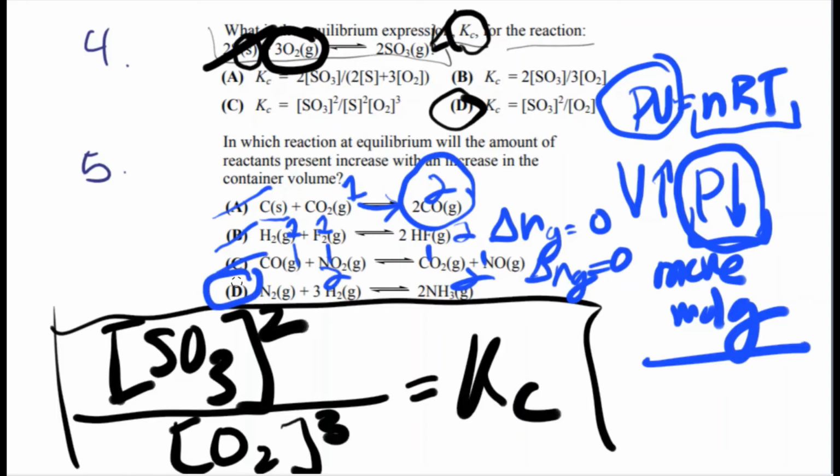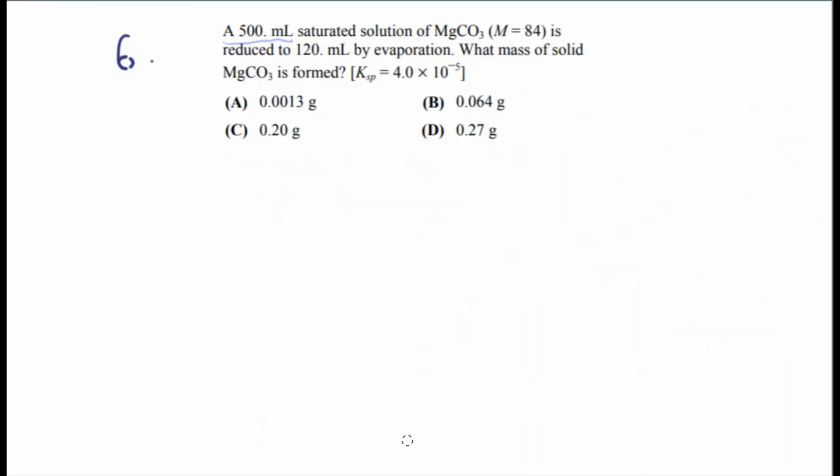Let's figure out why. So we have 4 moles of gas and we have 2 moles of gas here. The side with more moles of gas will be favored at lower pressure. So because of that, this reaction will shift to the left because there are more moles of gas here. So that means that D is our answer for number 5. Let's move on to number 6.